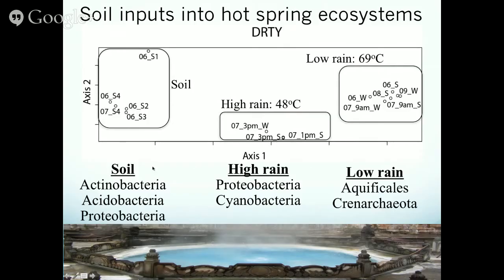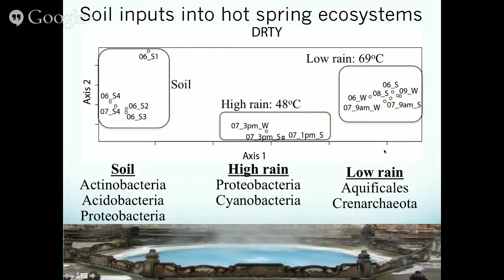If we look at what microbes are in there, in the soil we found these typical soil ones: the actinobacteria, acidobacteria, and some of the proteobacteria. In the high rain event, we had some of the same proteobacteria. We also saw some cyanobacteria. Both of these were the dominant phyla during this high rain event. Interestingly, 69 degrees is pretty close to where photosynthetic life can still do photosynthesis, 73. So maybe dropping that down to 48 degrees allowed the cyanobacteria to grow up a little more.